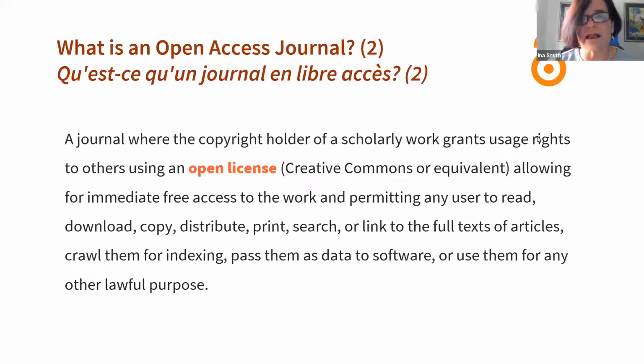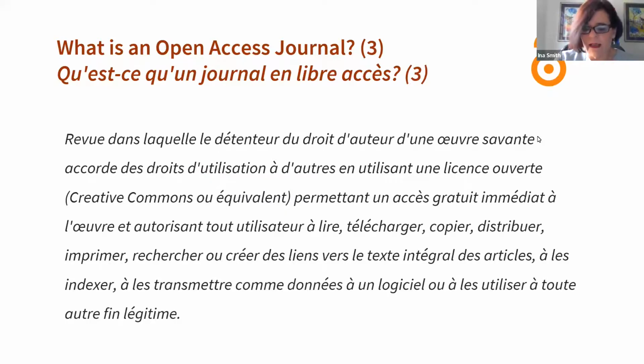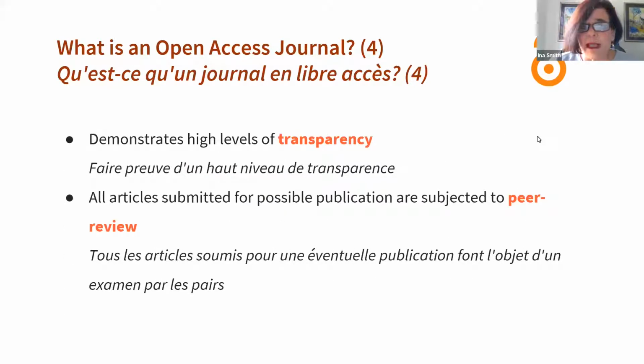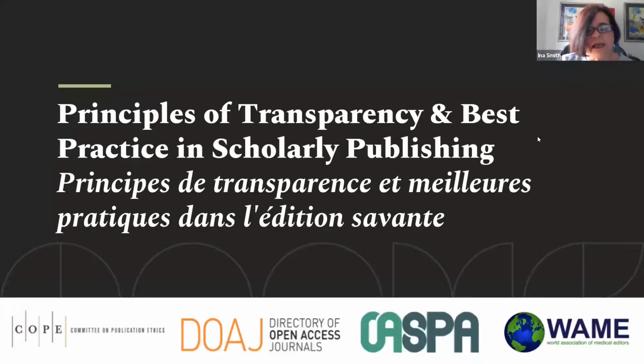If you use an article from an open access journal, always cite it just like you would with a subscription journal. It's just a free version. Open access journals furthermore demonstrate high levels of transparency. They report in a transparent way; the finances are transparent, the policies are transparent, everything is transparent. All articles submitted for possible publication are subjected to peer review.